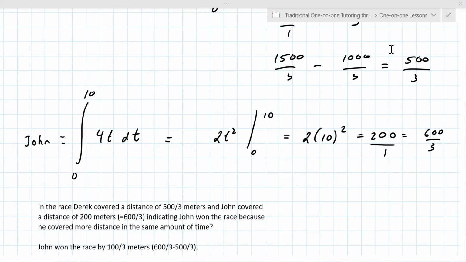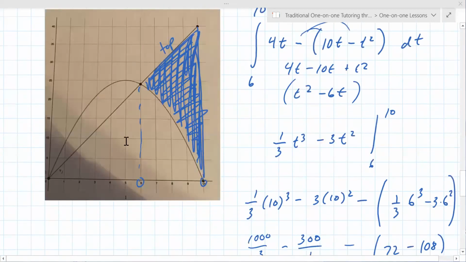Okay. So we can actually start with this problem right here. Kind of this one right here, if that's okay. Okay.